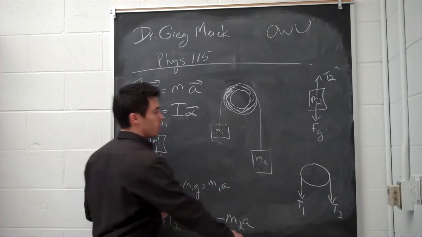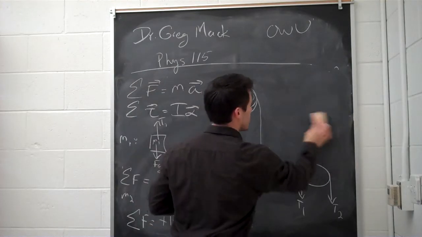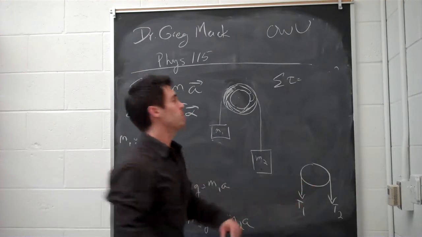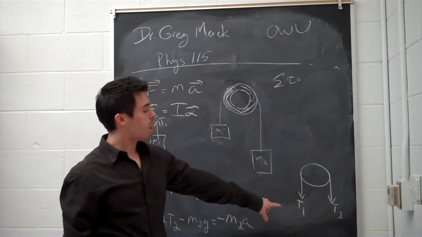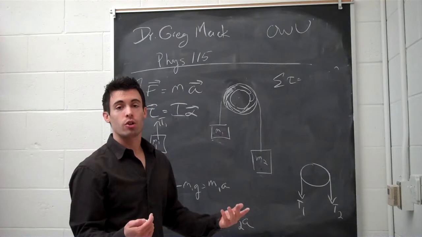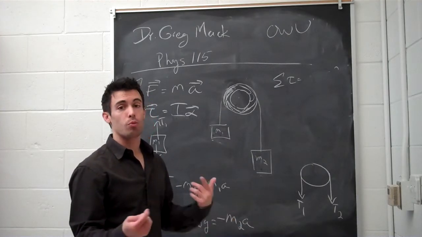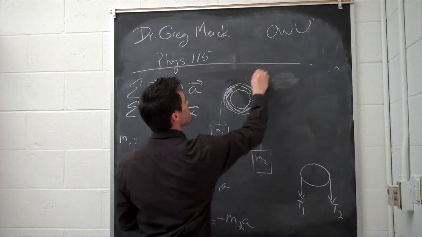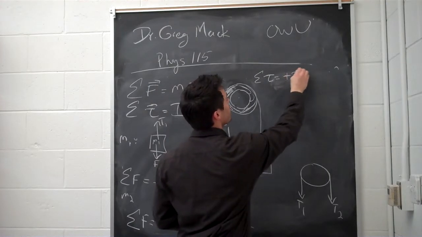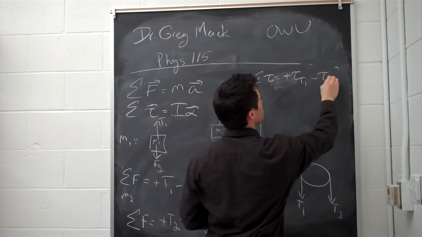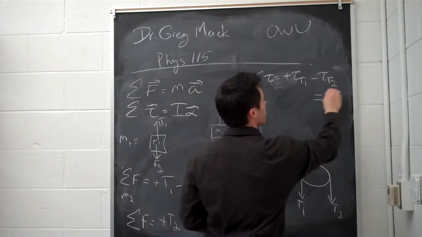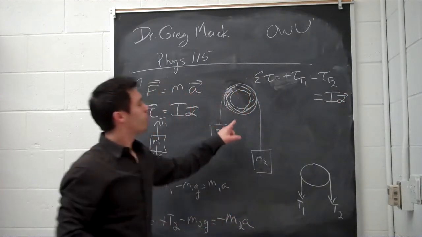And so, using this, the sum of our torques is equal to the torque from T1 and the torque from T2, and the torque from T1 is going to make it go counterclockwise, so that would be positive, and the torque from T2 is going to make it go clockwise, that would be negative. So the sum of our torques is equal to plus the torque from T1 minus the torque from T2, and that's going to equal our moment of inertia times the angular acceleration of this pulley.